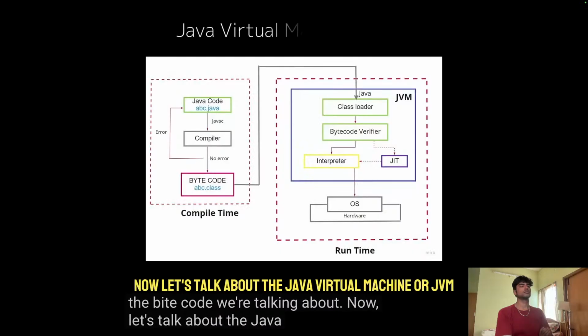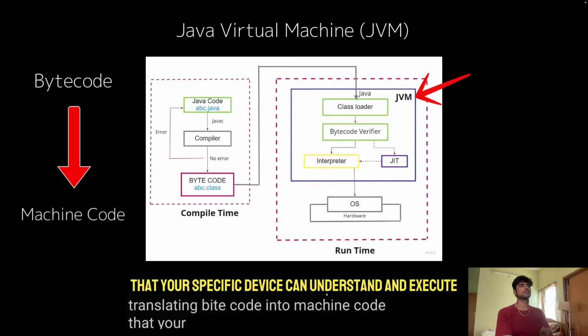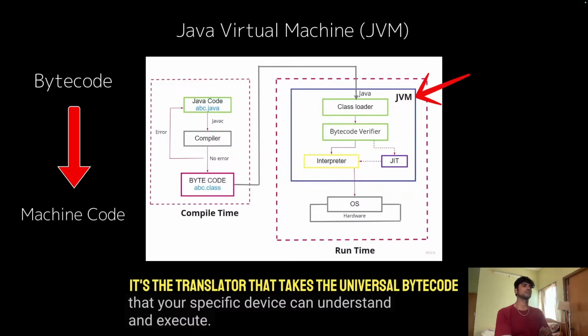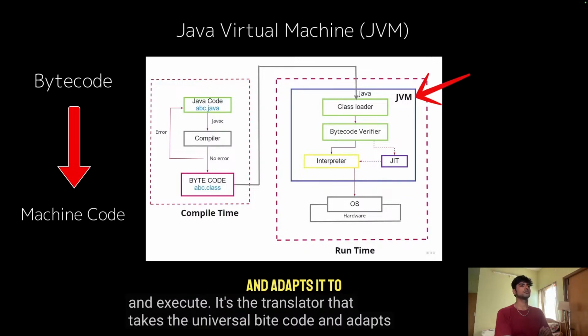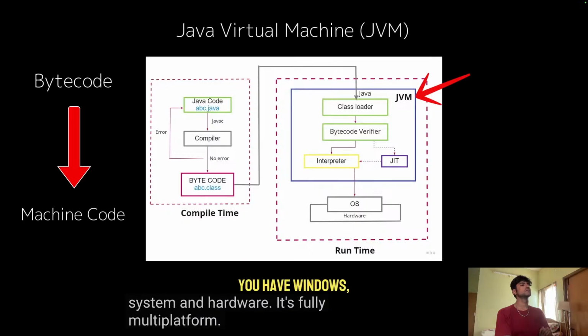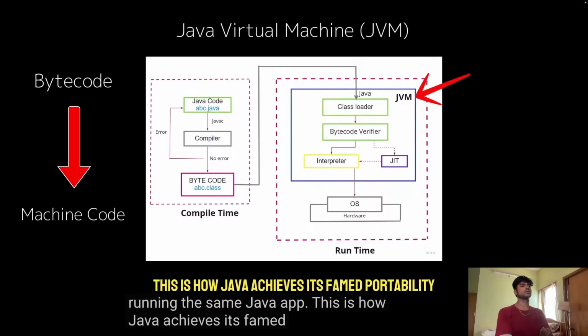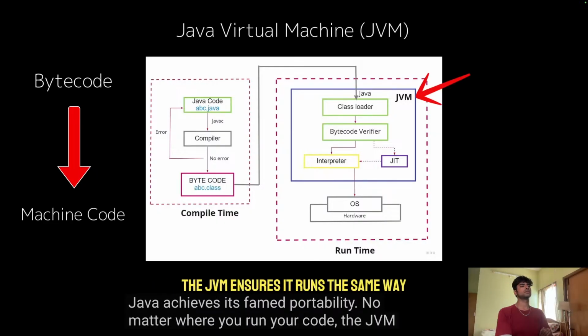Now let's talk about the Java Virtual Machine, or JVM. The JVM is responsible for translating bytecode into machine code that your specific device can understand and execute. It's the translator that takes the universal bytecode and adapts it to the architecture of your operating system and hardware. It's fully multi-platform. You have Windows, Mac OS, or Linux all running the same Java app. This is how Java achieves its famed portability. No matter where you run your code, the JVM ensures it runs the same way.